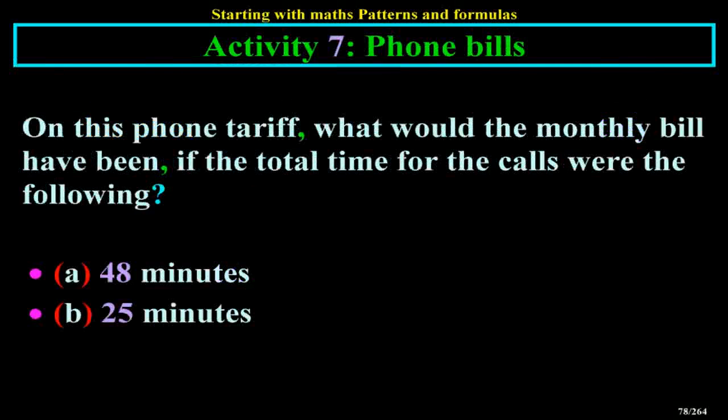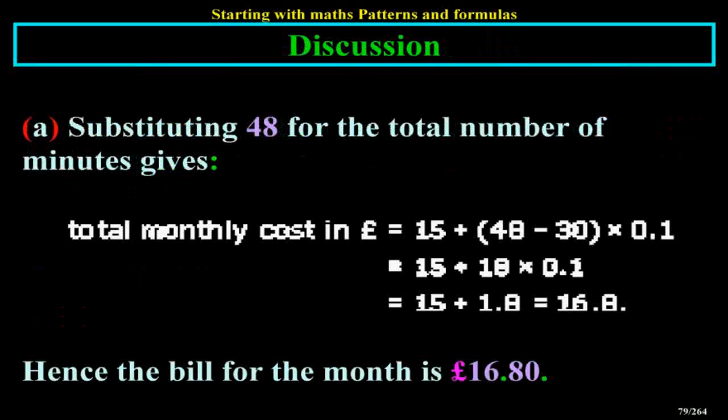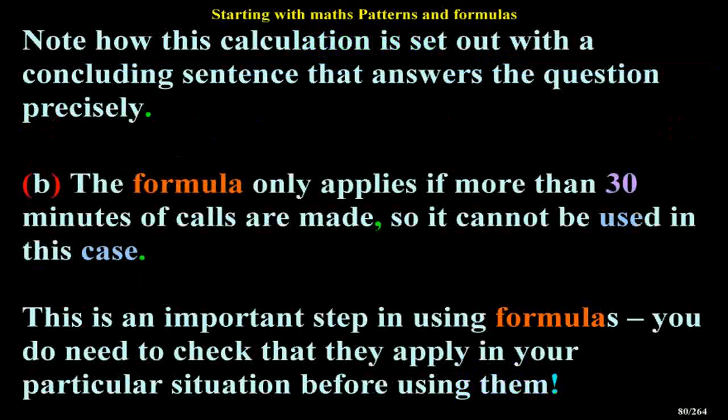Activity 7. Phone bills. On this phone tariff, what would the monthly bill have been if the total time for the calls were the following? A, 48 minutes. B, 25 minutes. Discussion. A, substituting 48 for the total number of minutes gives the calculation. Hence the bill for the month is £6.80. Note how this calculation is set out with a concluding sentence that answers the question precisely.